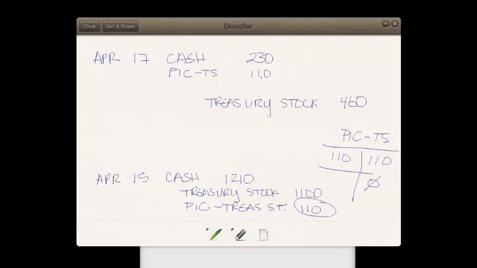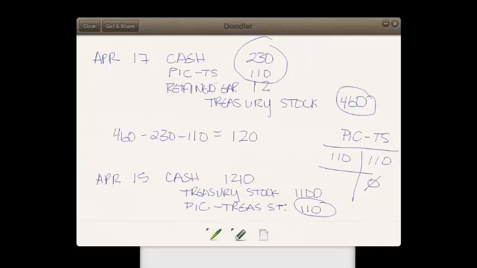But is that enough to make up the difference? No, it's not. So the next thing that you do to make up the difference is you take it from retained earnings. And a reduction in retained earnings is done with the debit, but for how much? Well, it's going to be the difference between your total credits and your total debits. So 460 minus 230 minus 110, and that equals $120. Now my total debits equal my total credits.